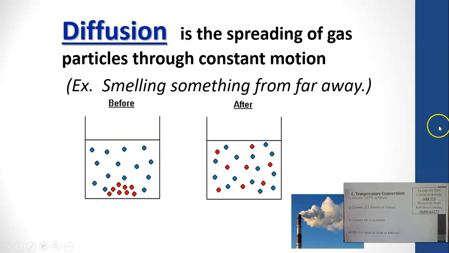Diffusion, another vocabulary word, is the spreading of gas particles through constant motion. Like how you can smell something far away. Like if a skunk sprays, you can smell it a long ways away. That's because these gas particles are in constant motion and they travel pretty far. They spread out as far as they possibly can, so you can smell that skunk way before you see that skunk.